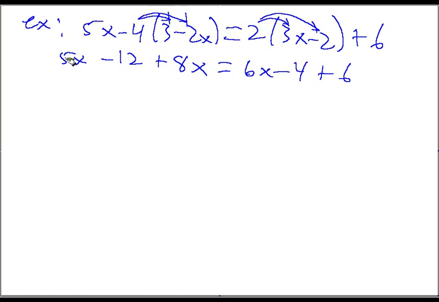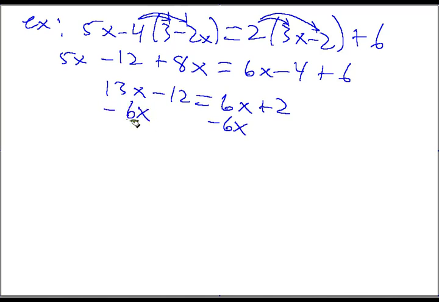All right, let's combine like terms on each side. So 5x plus 8x is what? 13x minus 12 equal to 6x, negative 4 plus 6, positive 2. All right. Again, let's get x on one side, numbers on the other side. This time we get x on the left, numbers on the right. So we subtract 6x on each side here to get the x's on the left side.